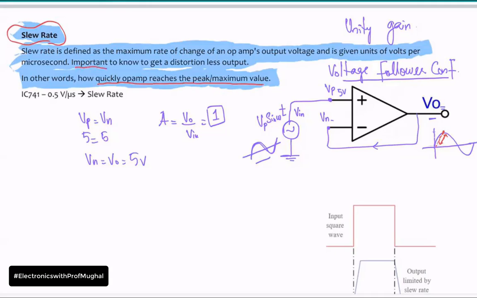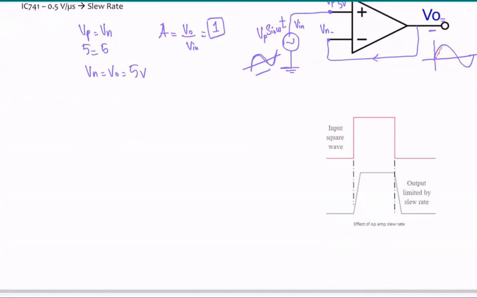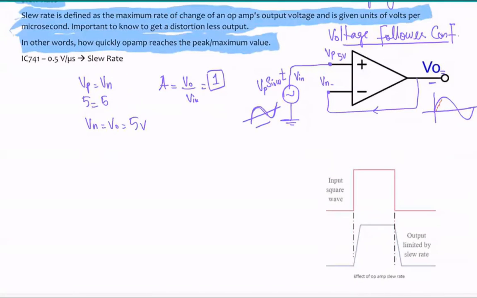Another thing that is important to know is to get a distortion-less output. Okay, so say if the slew rate is higher, what do you expect at the output over here? If the slew rate is higher, what do you expect at the output? I think the output would more closely match the input. It's the other way.